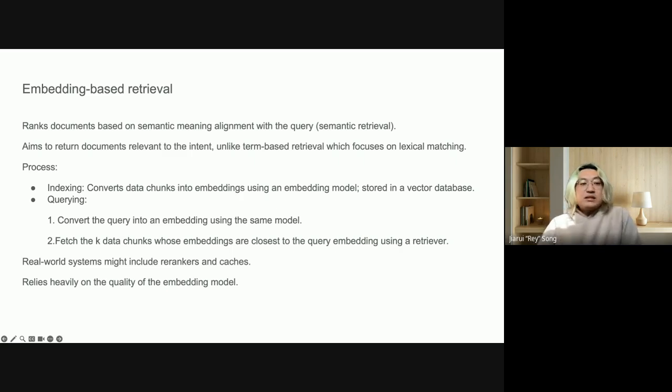So real-world systems here might include re-rankers and caches. This method relies heavily on the quality of the embedding models. There's also another field where we're seeing a lot of competition happening.